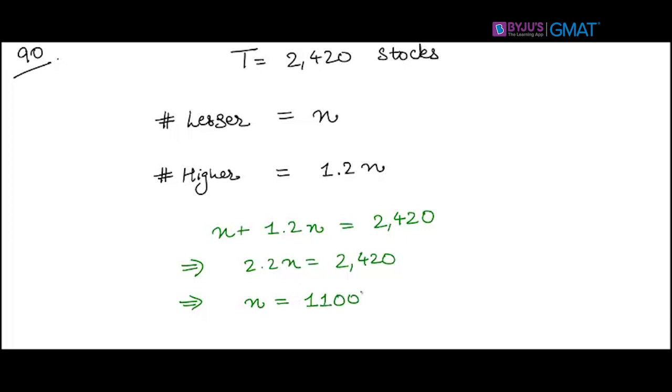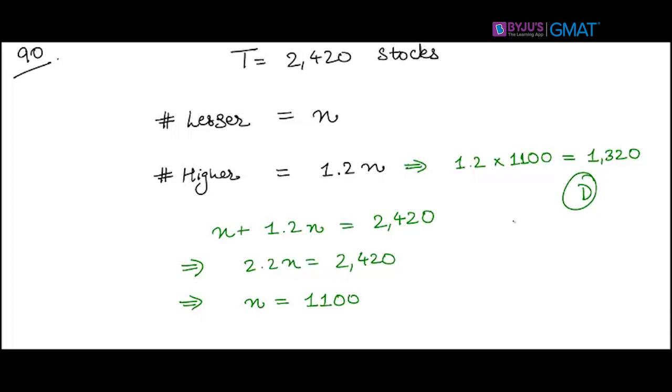We don't want to find out how many stocks closed at a lower price. We want to find out how many stocks closed at a higher price. So now that you know the value of n, 1.2 multiplied by 1100 will give you the total number of stocks that closed at a higher price, and that's 1320. 1320, which is answer option D. Right? Now this is the conventional way.